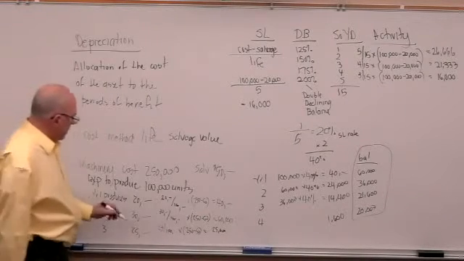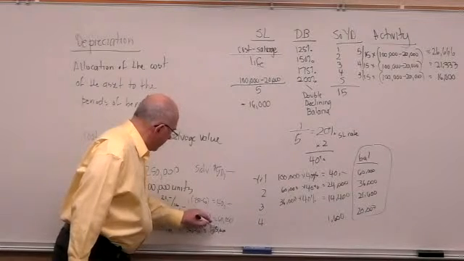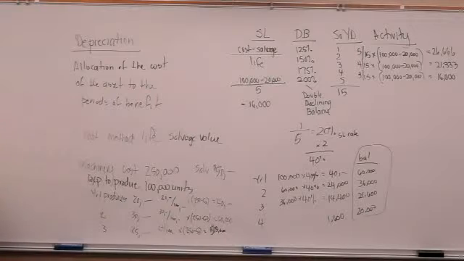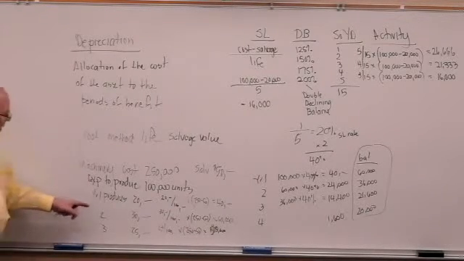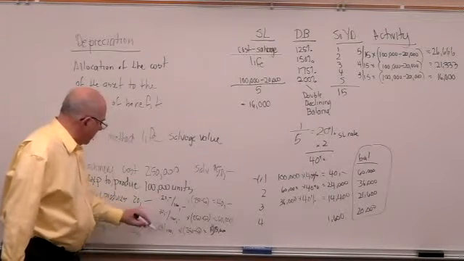Nope, it's 50,000. Is that the last number over there? Is that 625,000? Yeah, 25,000 over 100.